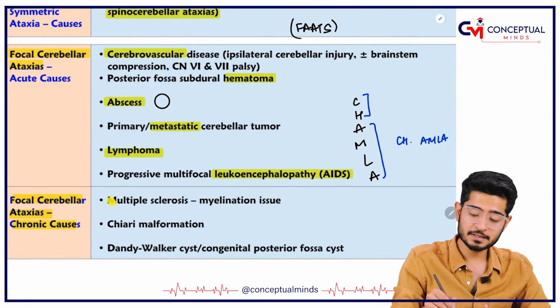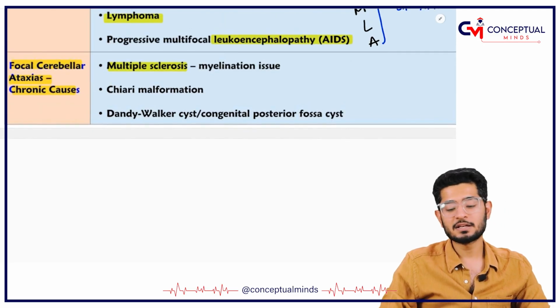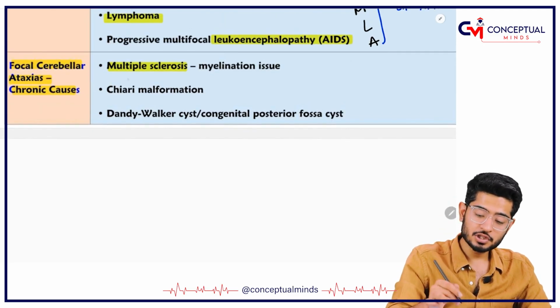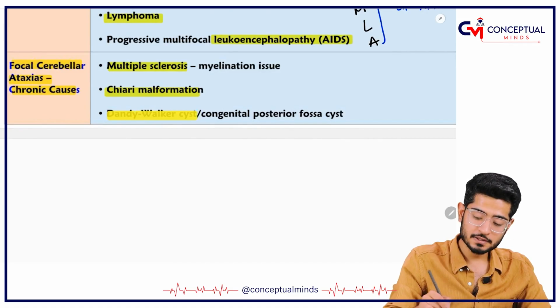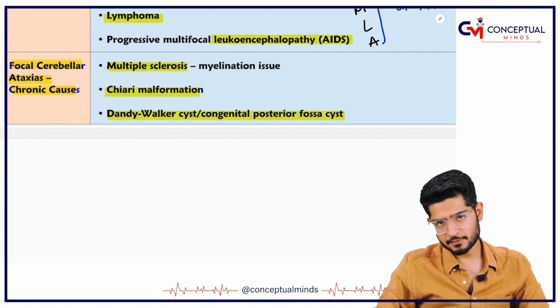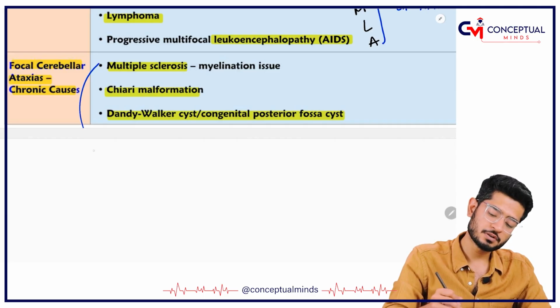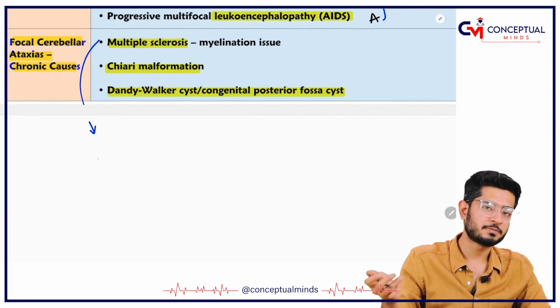After that you have got focal cerebellar ataxia with a chronic cause, so multiple sclerosis. What do you mean by multiple sclerosis? It's actually a myelination issue. Then you have got Chiari malformation and Dandy-Walker cyst or Dandy-Walker malformation. Of course, I'm going to discuss both of these with you, but remember, multiple sclerosis is a myelination issue, and that's very important.